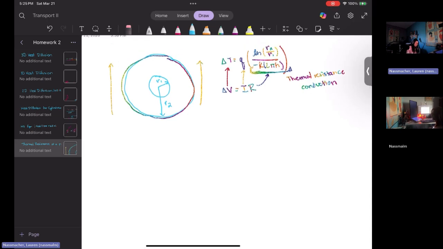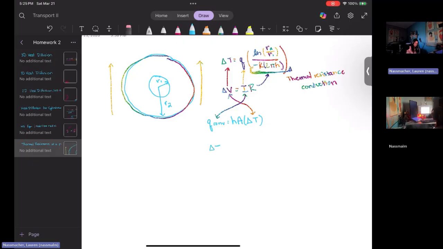For our thermal resistance for convection, we know that our heat flow via convection is equivalent to our heat flow coefficient multiplied by an area multiplied by a change in temperature. Using our analogy with the electrical circuit, the change in voltage is equivalent to this change in temperature, and the current is equivalent to this heat flow.